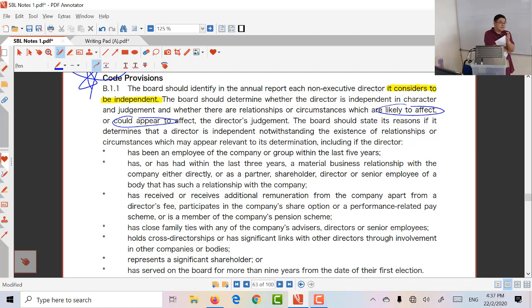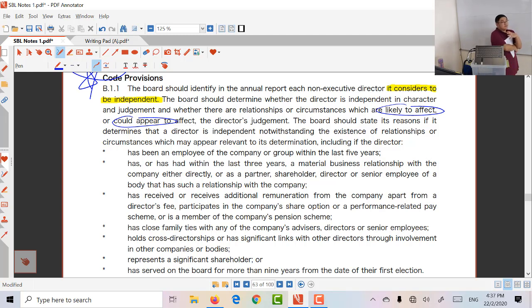One is called independent of, likely to affect or could appear to affect. So they're referring to what independence? Measuring your independence from the perspective of what? Independence of mind and independence of appearance. Independence of appearance is how people see you. Independence of mind is what you actually are. One is how people see you, the other is how you actually behave, which is inside you.